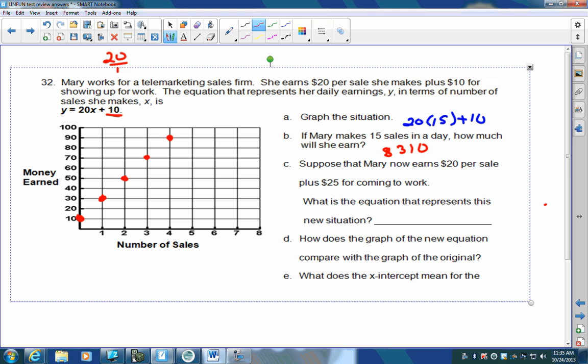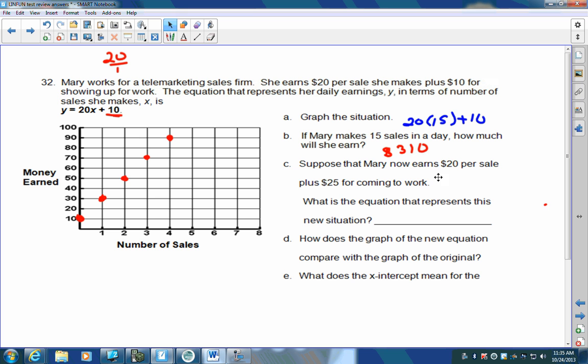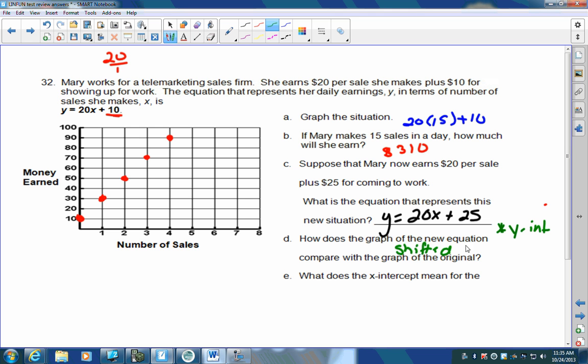Now it says suppose that Mary earns $20 per sale plus $25 for coming to work. What is the equation that represents the new situation? Y equals 20x plus 25. What did it change? It changed the y-intercept. So what did it do? It shifted the line up 15 units.